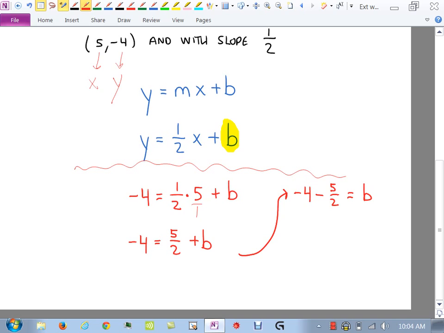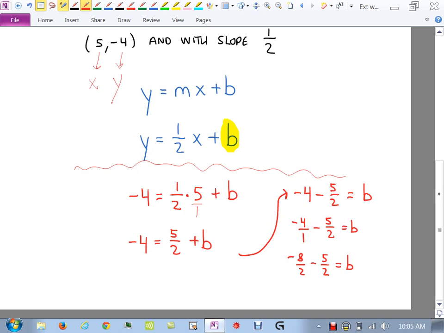And what are you going to have to do to figure that out? Common denominator. So rewrite that -4 as -4 over 1. And then rewrite -4 over 1 as -8 over 2. What did I just do there? How did I get -8 over 2? I took -4 over 1. I multiplied top and bottom by 2 so that I could get the same denominators on the bottom. Right?